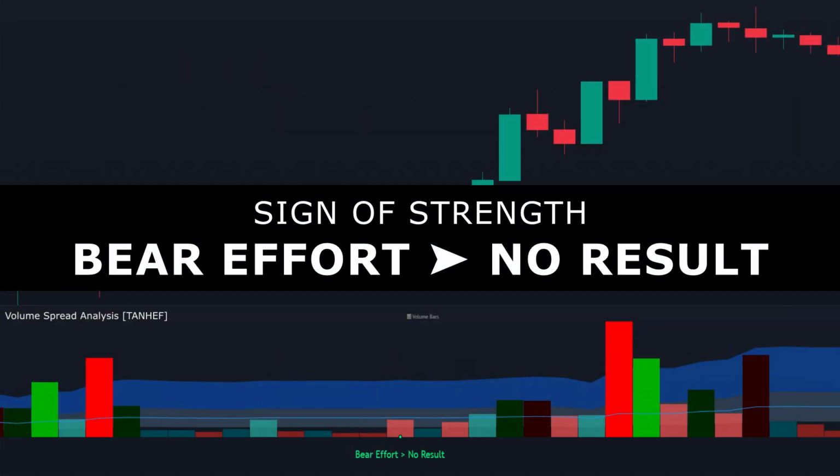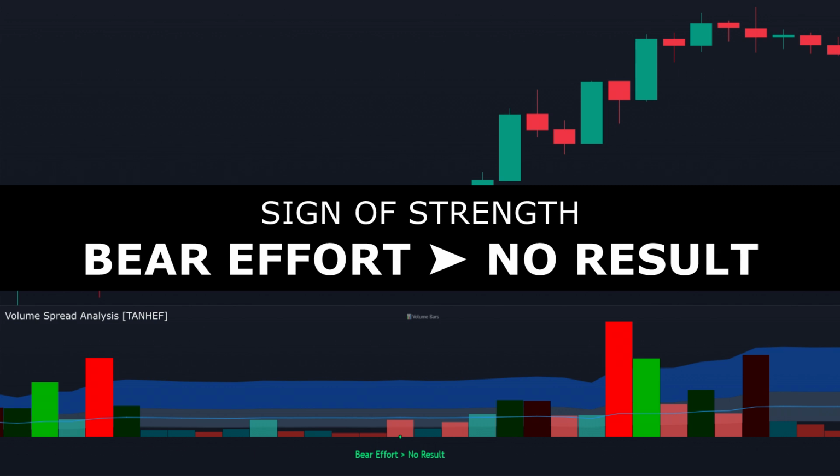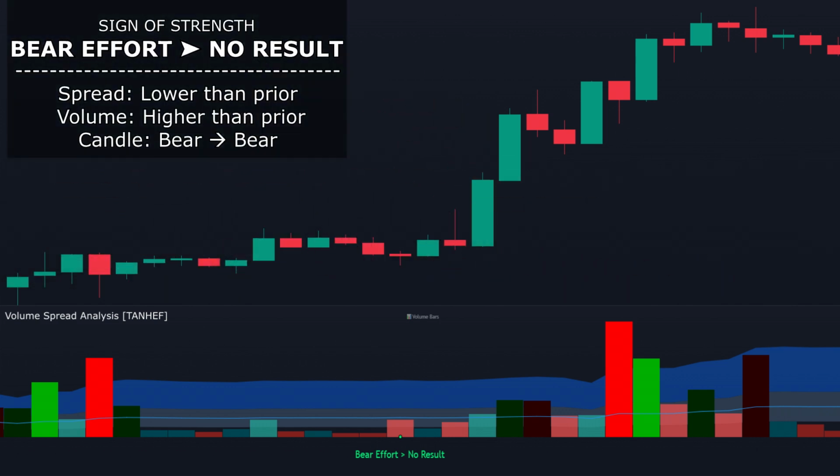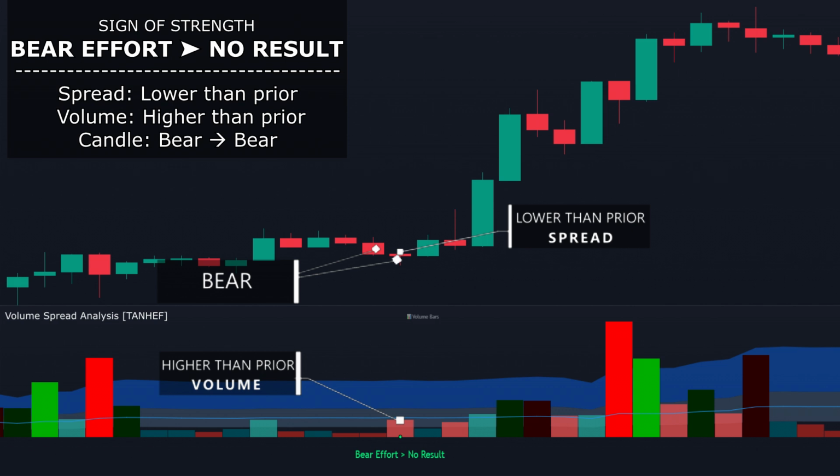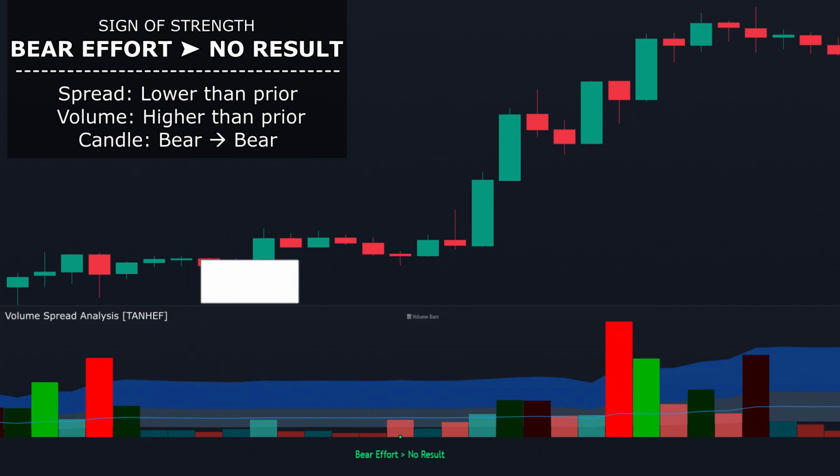Sign of strength, bear effort, no result. A bear effort, no result pattern has lower than prior bar spread and higher than prior bar volume, and requires 2 bear bars in a row. Despite higher selling volume, the price fails to drop significantly, highlighting strong underlying demand that could lead to a price reversal.